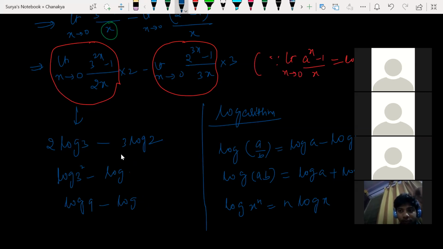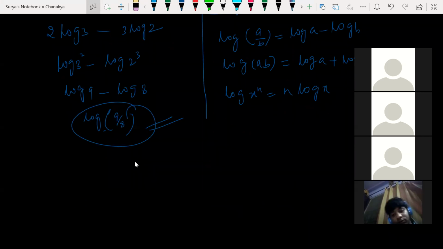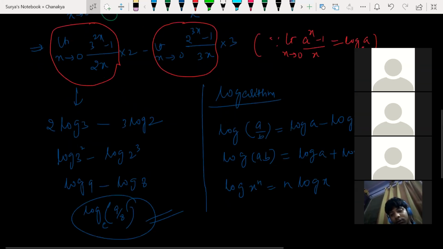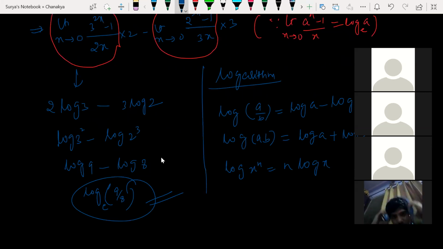So log 3 whole square. So log 2 cube. So which means 8. So log 9 minus log 8 can be written as log a minus log b. Log a minus log b means log 9 by 8. This is my answer. Here you can write base e. Even if you don't write it, that doesn't make a difference. So log 9 by 8 base e is the right answer. Clear? Any doubts here, guys? Okay.